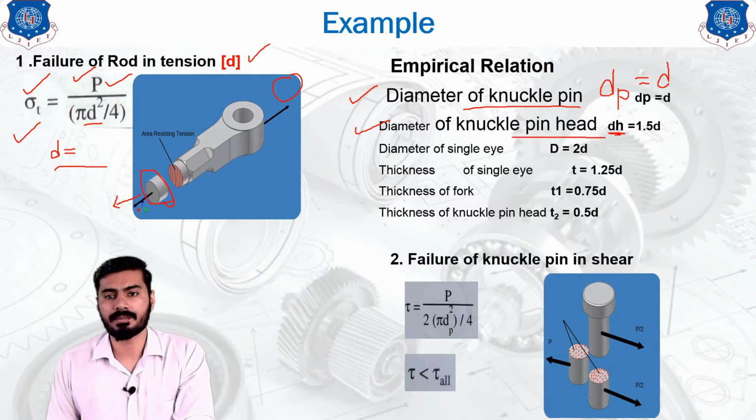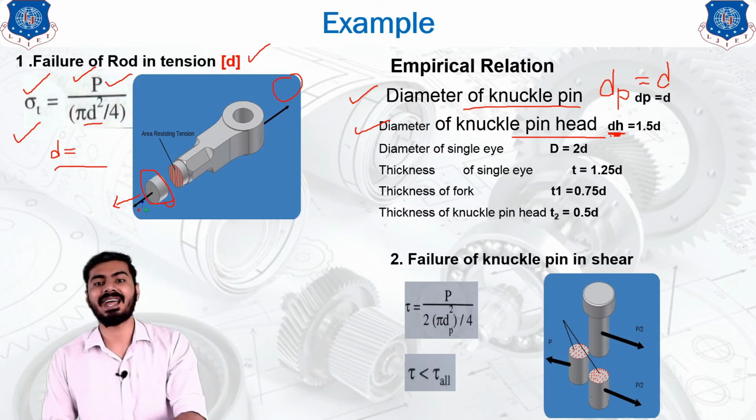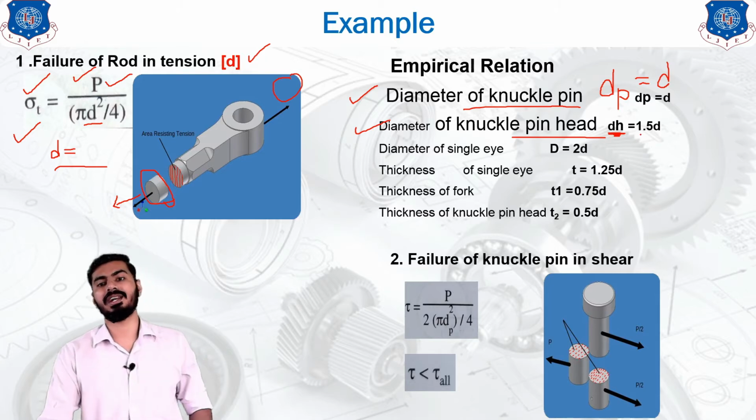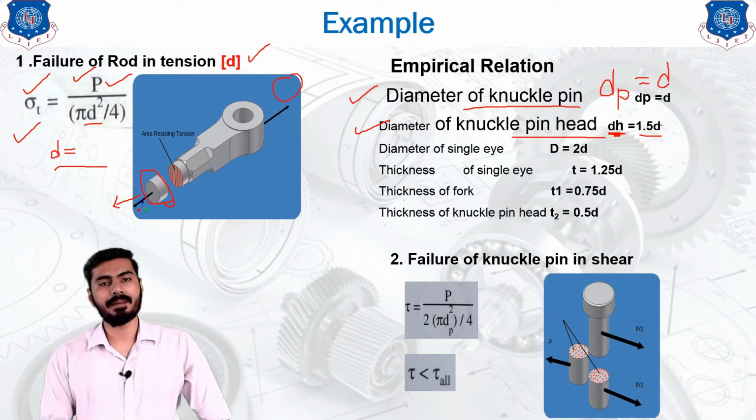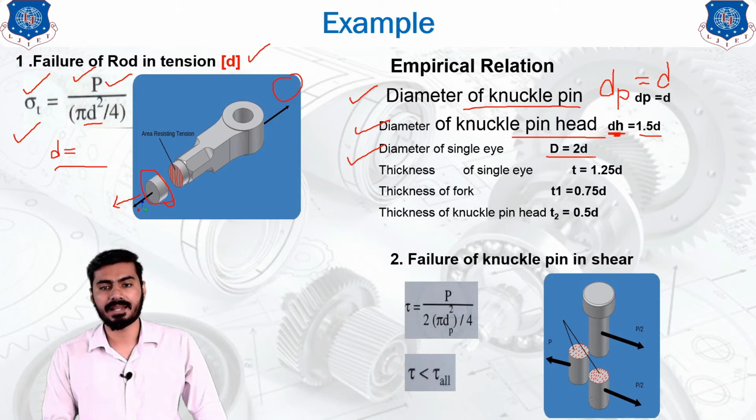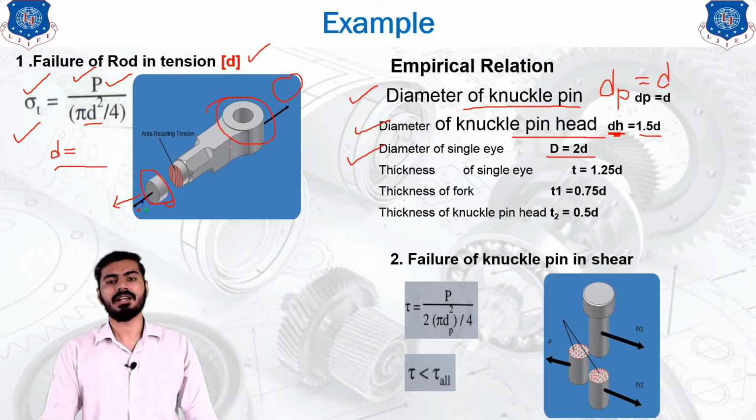The diameter of the knuckle pin head is represented by dh, which can be calculated as 1.5 d. Inserting the value of the diameter d, you will be able to calculate the diameter of the knuckle pin head, dh. Then the diameter of the single eye is represented by the capital D, and that is the capital D this much, and this is the diameter of the double eye also.